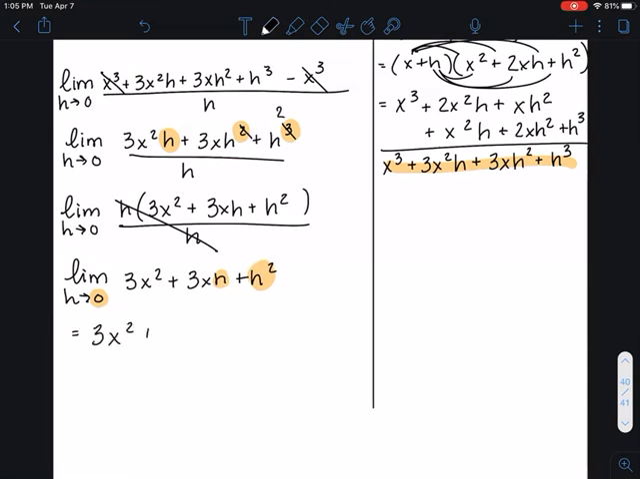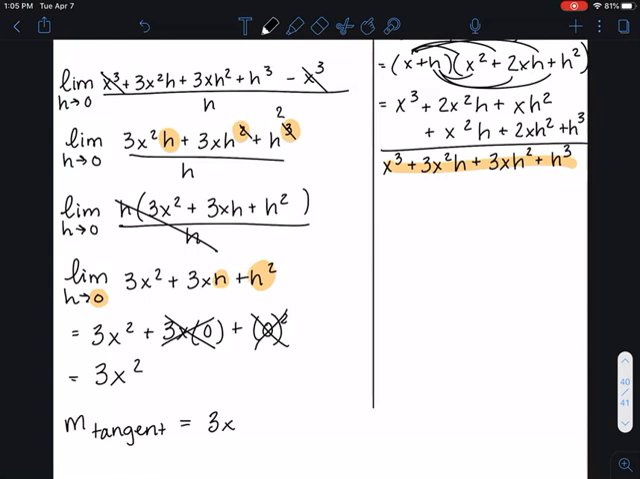Now I don't have a denominator, I can plug in 0 for h. So now I have 3x squared plus 3x times 0 plus 0 squared. 0 squared is 0. Anything times 0 is 0. So my final answer would be 3x squared. So the slope of the tangent is equal to 3x squared. That would be your final answer.